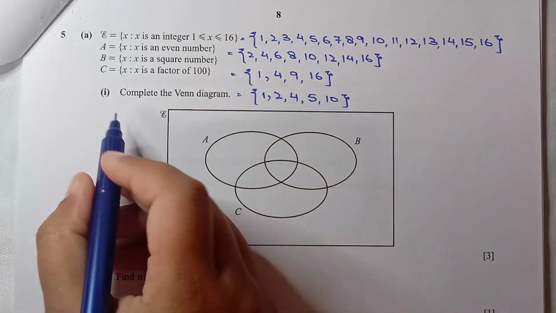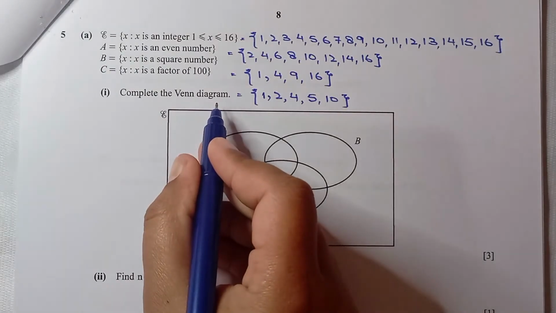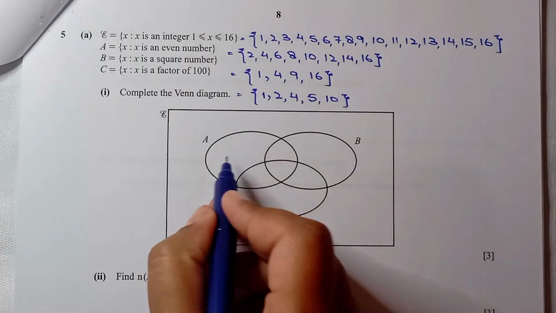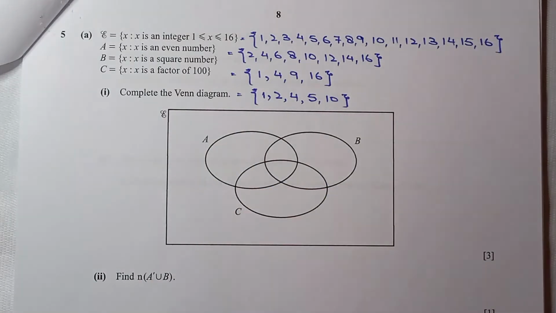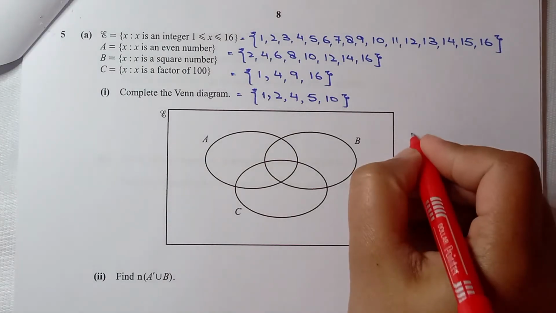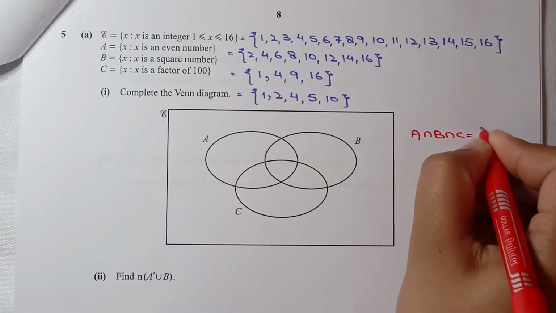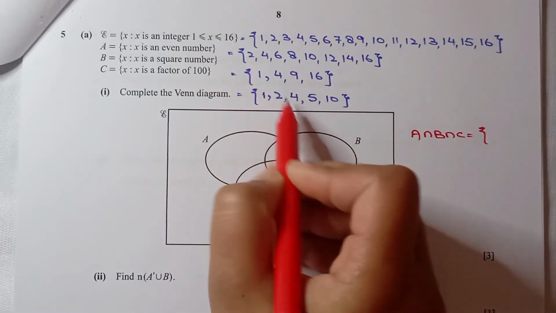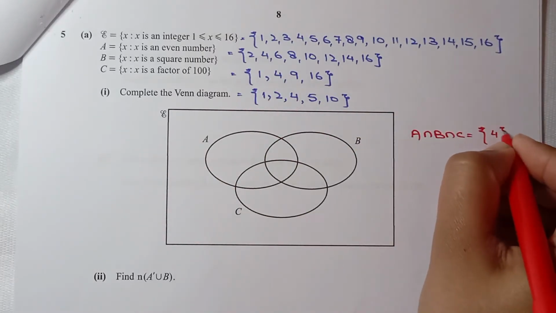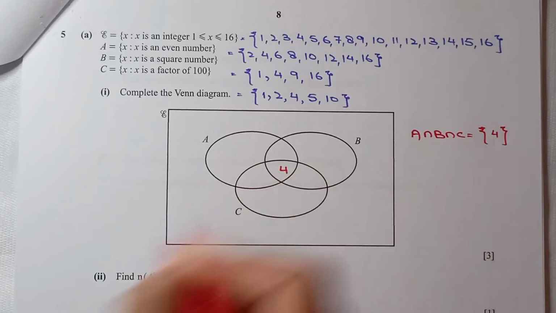Okay, now in the first part, complete the Venn diagram. We have A, B, C. First, we need to find the intersection of all these three. So what is A intersection B intersection C? What comes in the intersection? 4 is in the intersection of the three sets. So we have 4 in the middle, right?